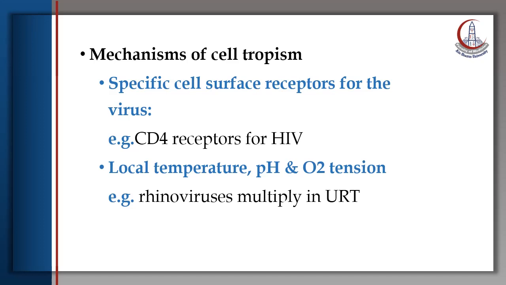First mechanism is the presence of specific cell surface receptor for the virus. You remember when we mentioned the attachment to a specific cell receptor. Each virus has a specific cell receptor, as the HIV has its receptor, the CD4 molecules. So this is one of the mechanisms of cell tropism.